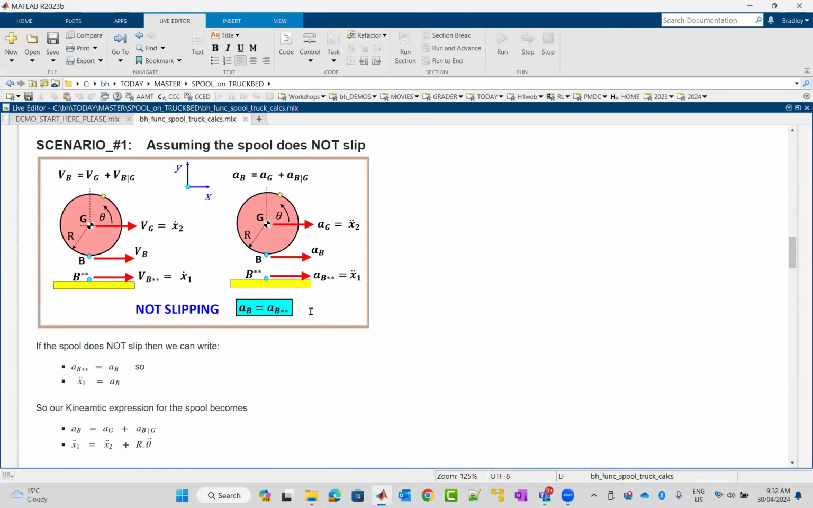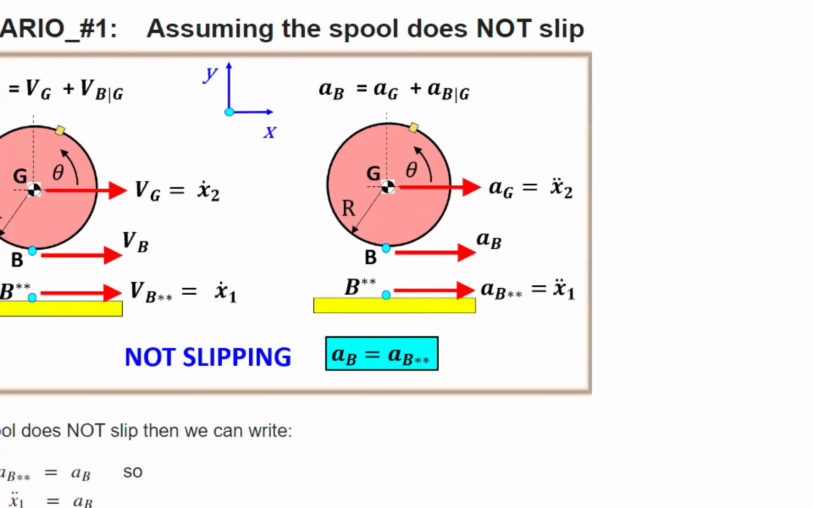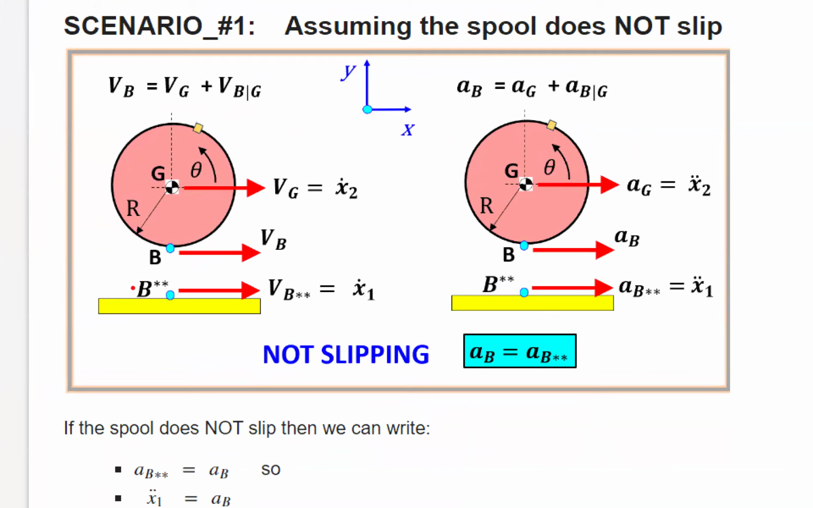So the first scenario that we're going to look at is the assumption that the spool does not slip. All right. So the significance of this assumption is that the acceleration of point B that is on the spool, that acceleration at that point will be the same as the acceleration of the contact point on the truck bed. Or using the symbols that I've drawn, the acceleration of B is identical to the acceleration of B double star.